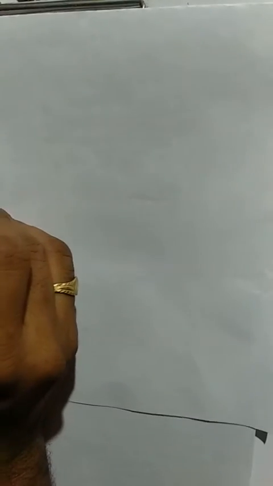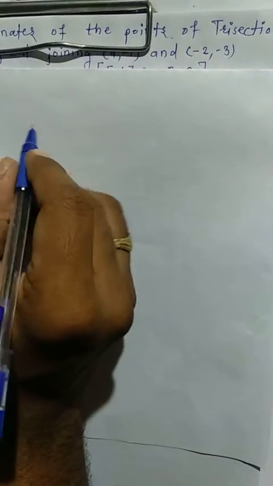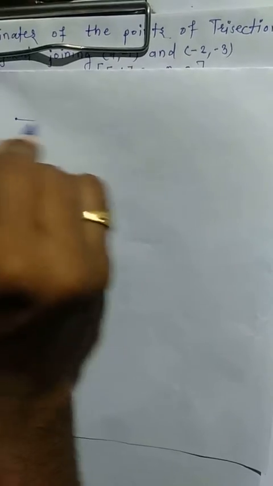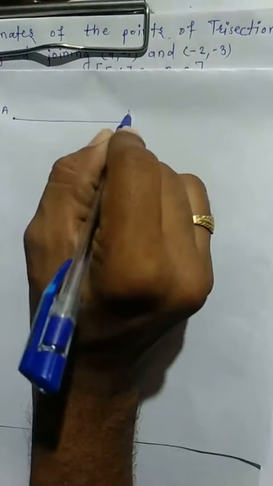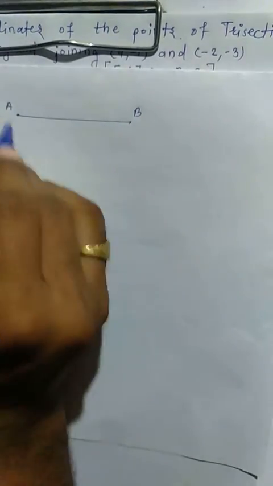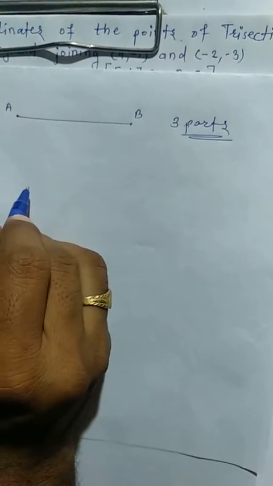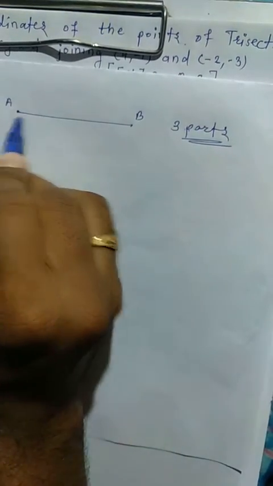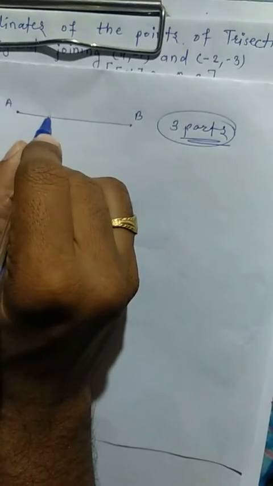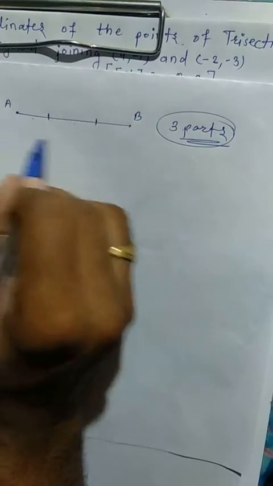Dear students, in the last video we started the section formula. In that we have seen, suppose the line segment AB gets divided into three parts. Then how many points are we getting in between these two points A and B? If the line gets divided into three parts, then we will get 2 points. One point is here and one point is here. So that is the first, second and third. Like this we are getting 3 parts here.